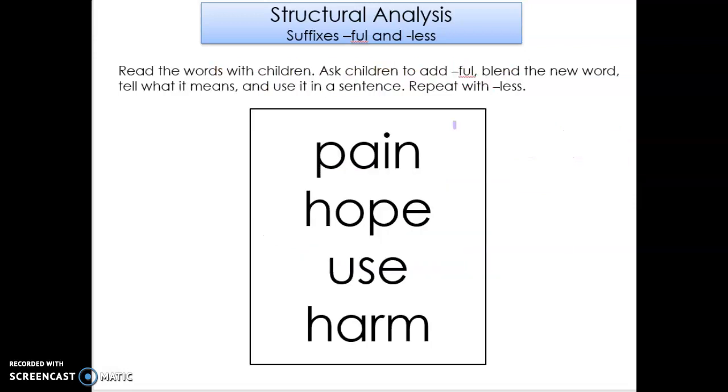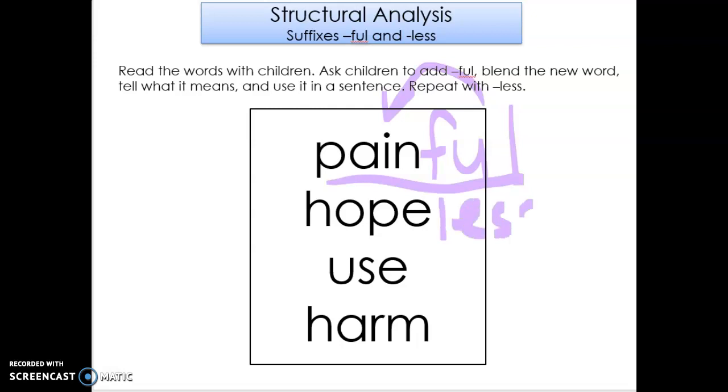So here we have pain. If we add ful at the end, it is painful, which means full of pain. It hurts really bad. We have hope and add less at the end, then we have the word hopeless, which means that we don't have hope for what's going to happen.